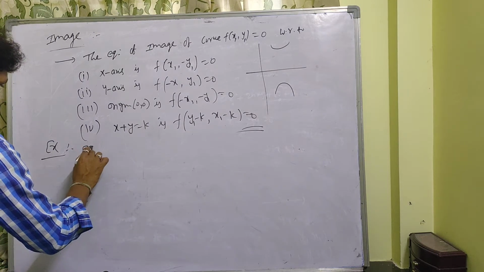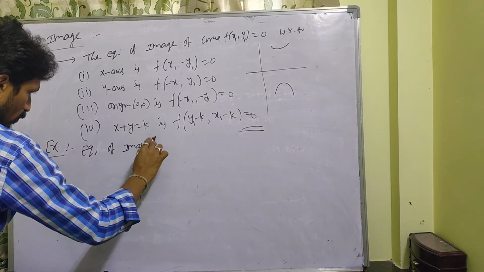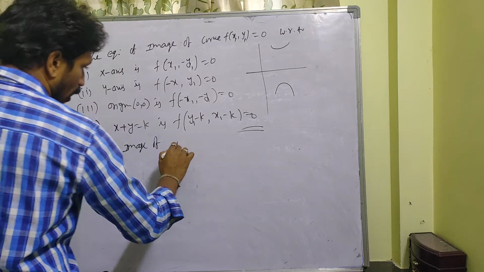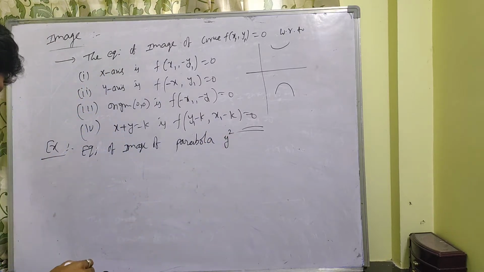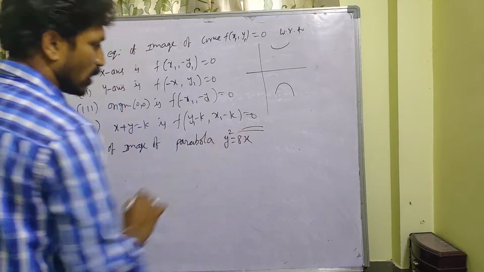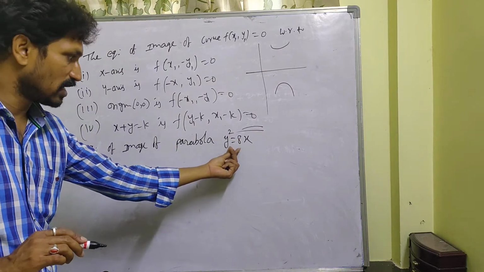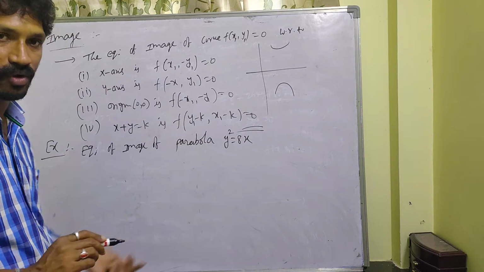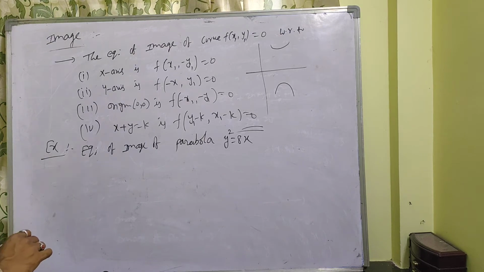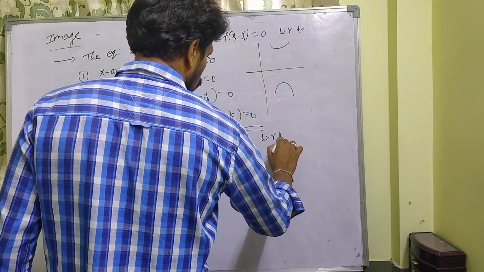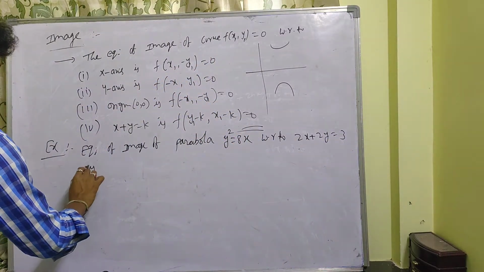Equation of image of parabola. Actually we don't know this name, but we saw these equations somewhere. Y square is equal to 8x. This is called the parabola. Whenever you see equations like these, those equations are called parabolas. Just remember, it will be in intermediate second year. So the parabola y square is equal to 8x with respect to 2x plus 2y is equal to 3.